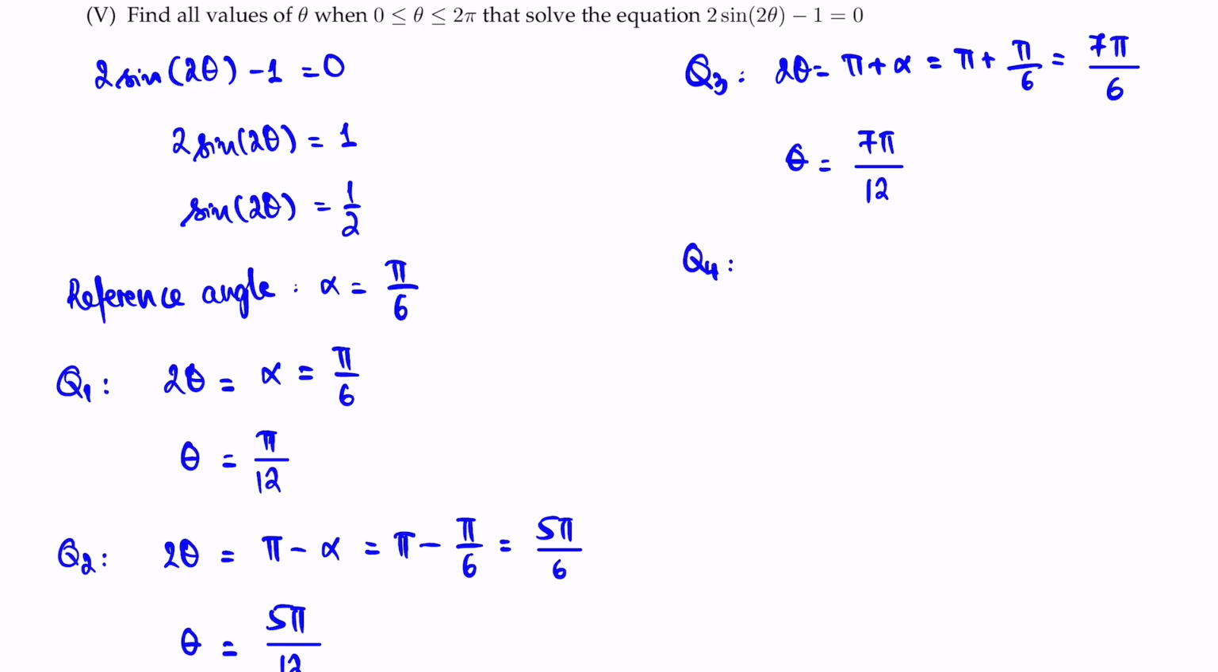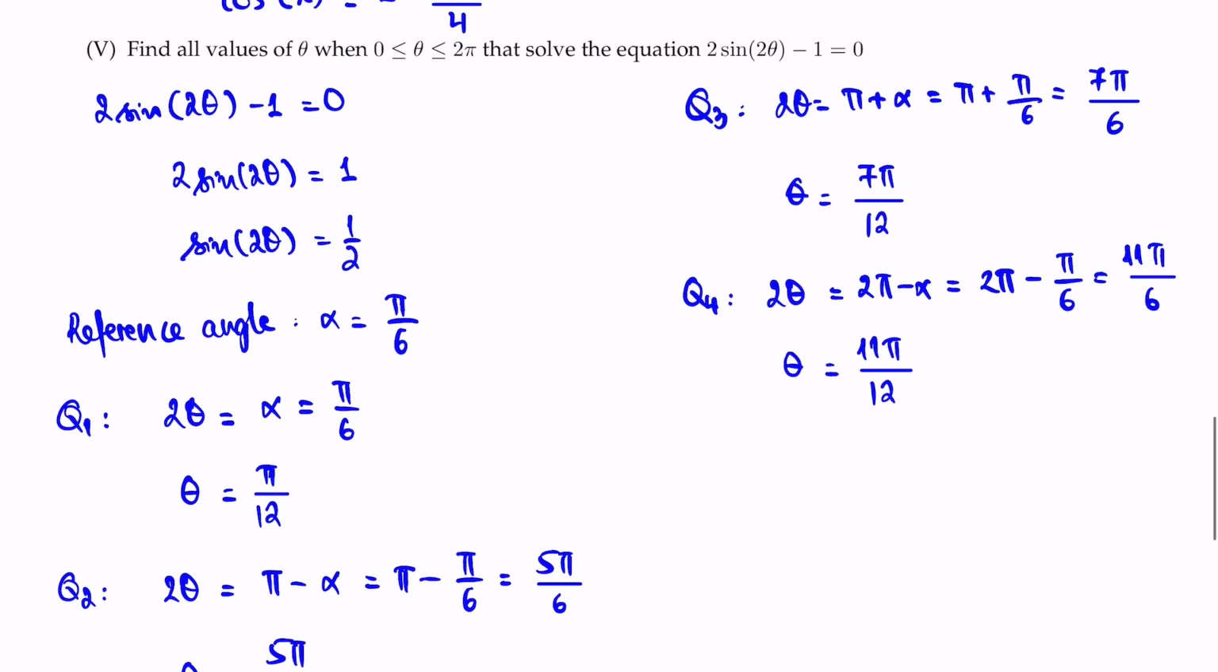In quadrant 4, I have 2 theta equal to 2 pi minus alpha, equal to 2 pi minus pi over 6, or this is 11 pi over 6. And to get theta by itself, you divide both sides by 2 to get 11 pi over 12. Now you get multiple values of theta.